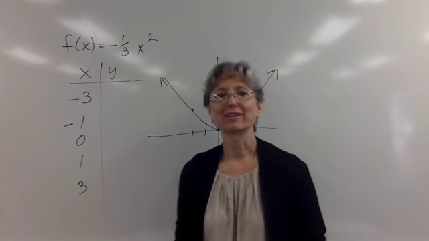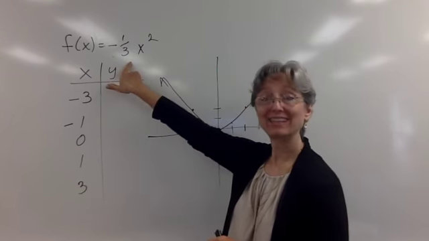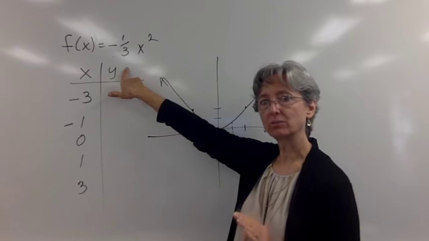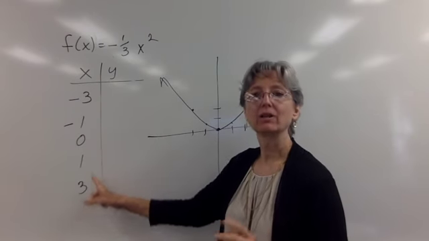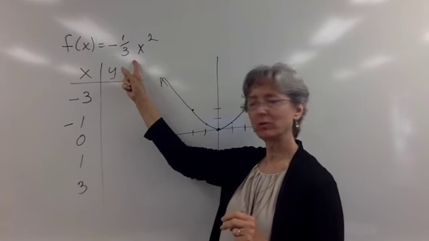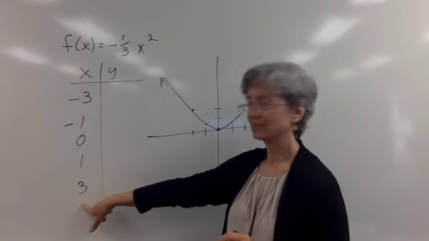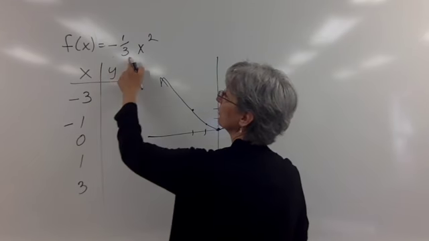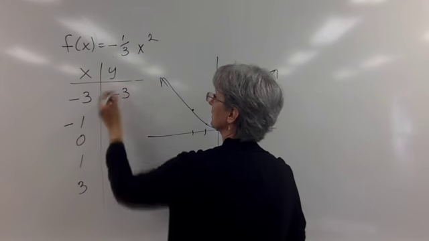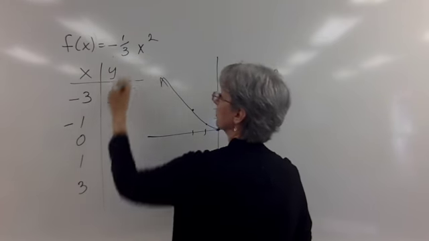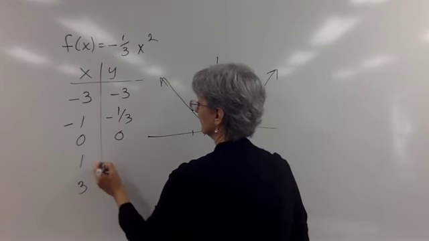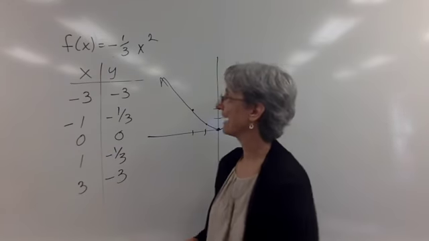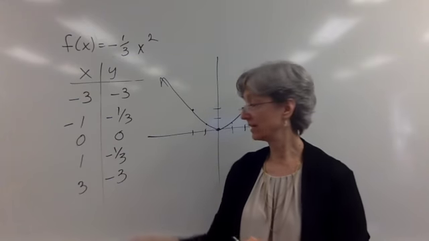Let's change it another way. Now instead of a positive 1/2, I have a negative 1/3. What kind of effect will that have on this parabola? So now when I built my table, I changed a couple numbers. Since I'm doing 1/3, I changed this to 3s instead of 2s. Let's see what comes out. -3 squared is 9. 1/3 of 9 is 3, but it's -3. And this would be 1 squared, 1/3, negative 1/3, 0, negative 1/3, negative 3. Because 3 squared is 9, and negative 1/3 of 9 is negative 3.